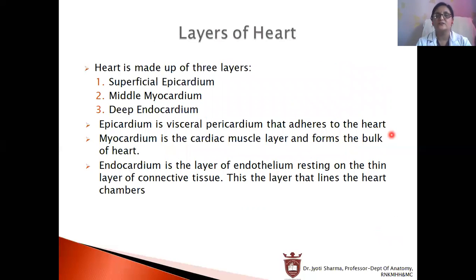Now we see layers of heart. Heart is made up of three layers: the superficial epicardium, the middle myocardium, and deep endocardium. Epicardium is visceral pericardium that adheres to the heart. Myocardium is a cardiac muscle layer and forms the bulk of heart. Endocardium is the layer of endothelium resting on the thin layer of connective tissue. This is the layer that lines the heart chamber.